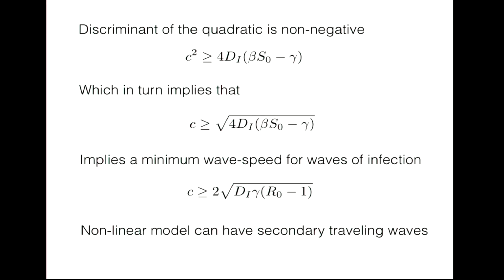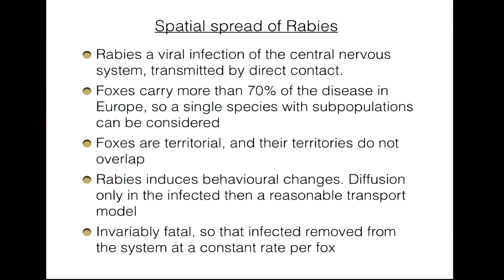So the other feature, of course, is that this is a nonlinear model, and a nonlinear model can have multiple different types of waves. In fact, it's not just one wave that is moving out, but the passage of that wave can give rise to secondary waves just behind it. And where these ideas have been applied is a particularly interesting model about the spatial spread of rabies.